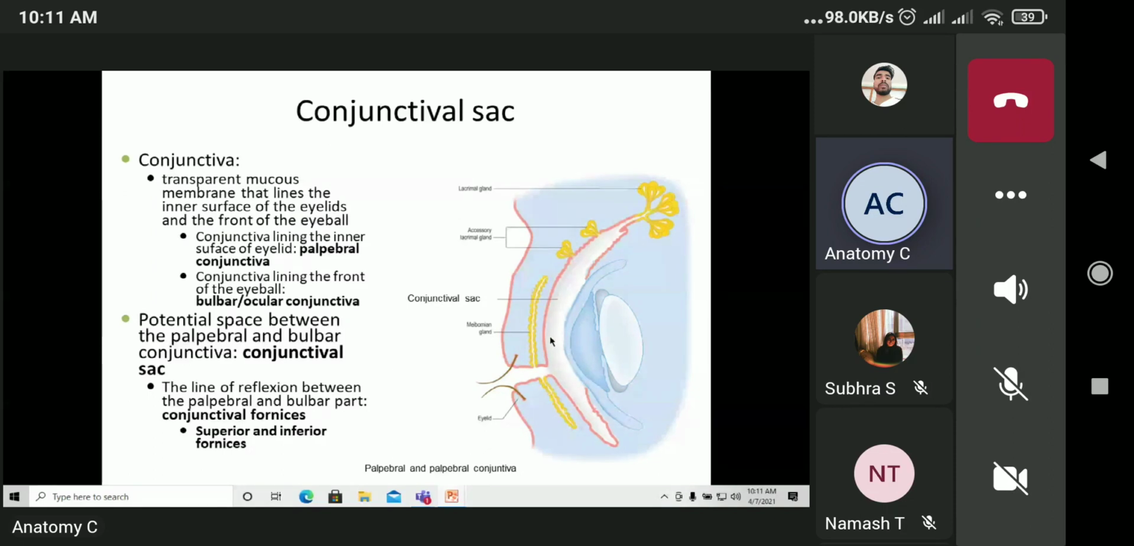The potential space between the palpebral and bulbar conjunctiva is called the conjunctival sac. The line of reflection between the palpebral and bulbar parts is the conjunctival fornix, also present over here. So these are the sac and the fornix. This is the superior fornix and this is the inferior fornix.